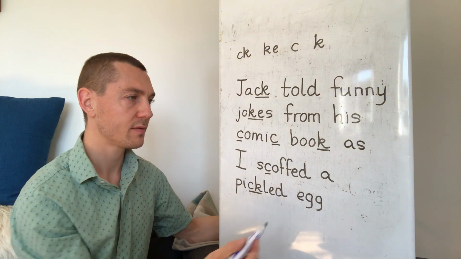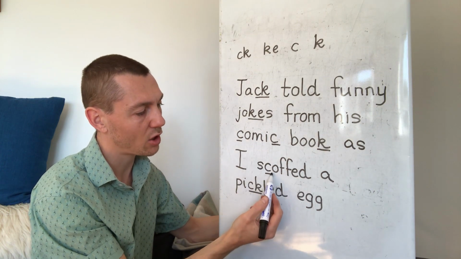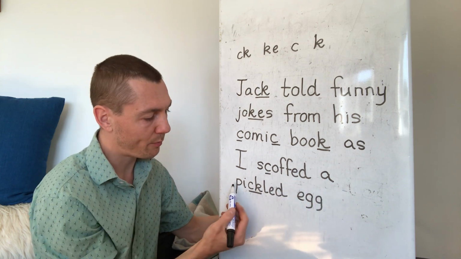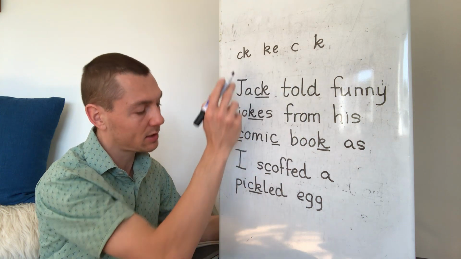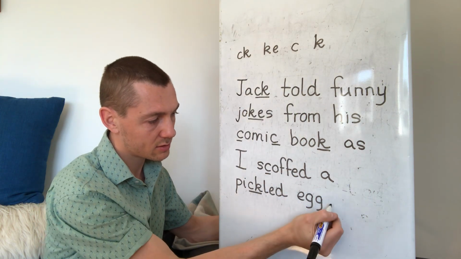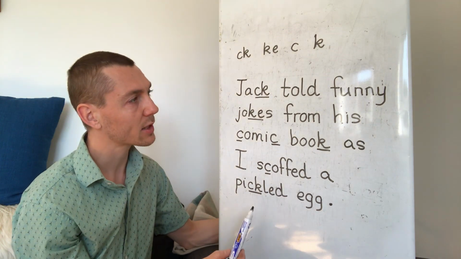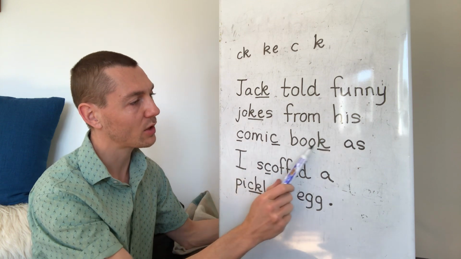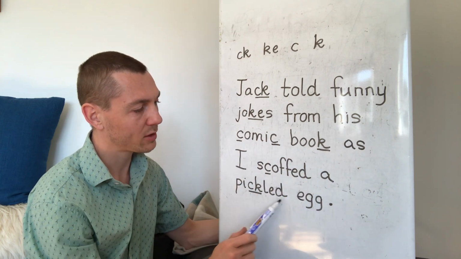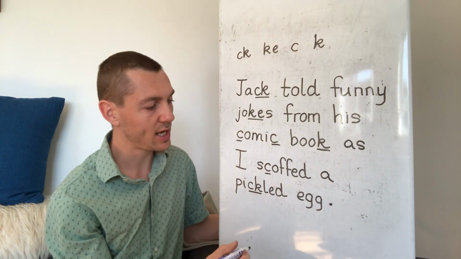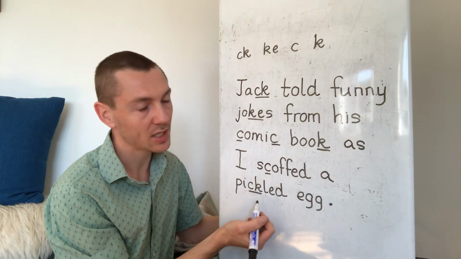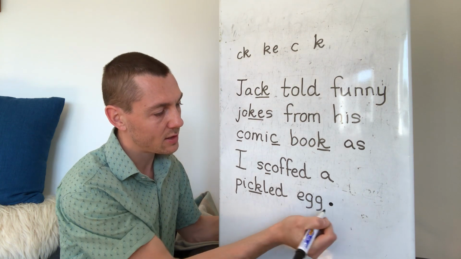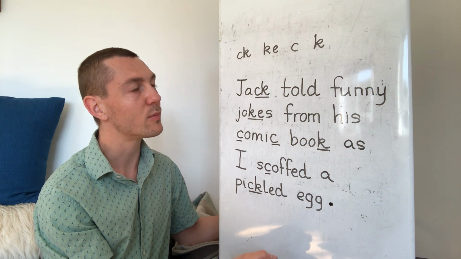So what have we got there to finish off? As I scoffed, with the C spelling of k in scoffed, pickled with the CK spelling, egg, stop mark. Let's read it back. Jack told funny jokes from his comic book as I scoffed a pickled egg. Now if you need to just change any of those k sounds that you didn't quite remember from last week, that's fine. Just take some time to change those, and the more we practice, the more we'll remember, okay?